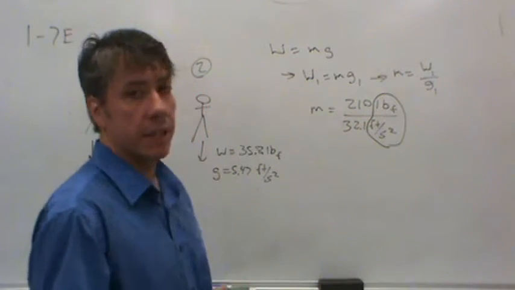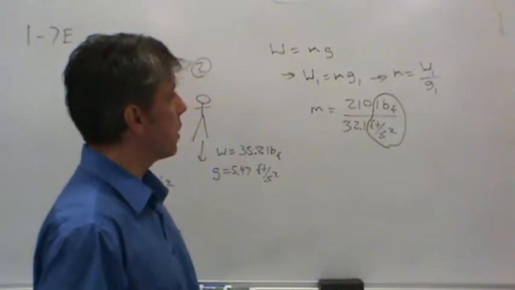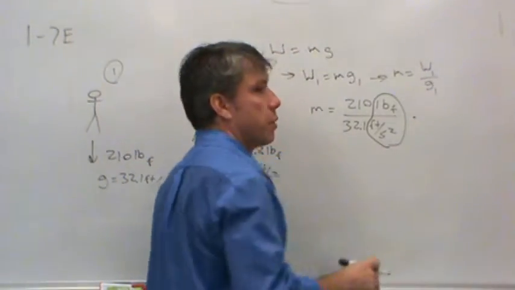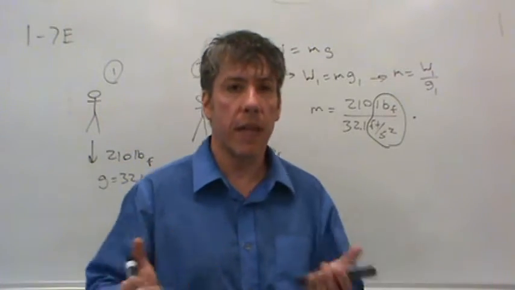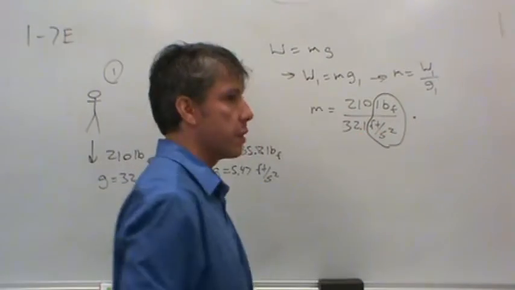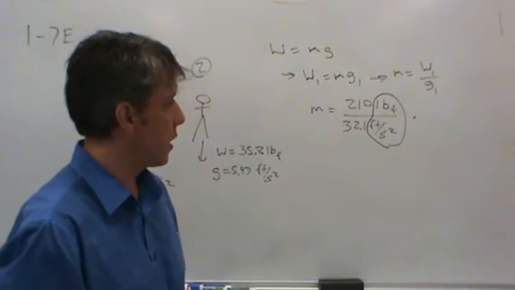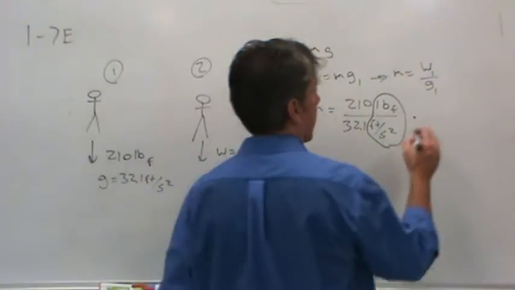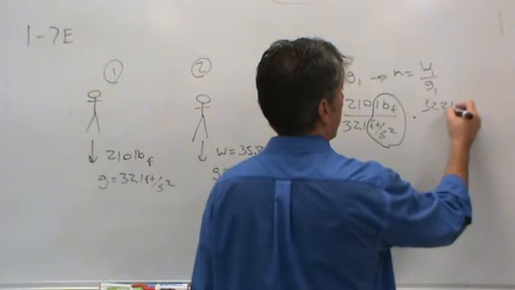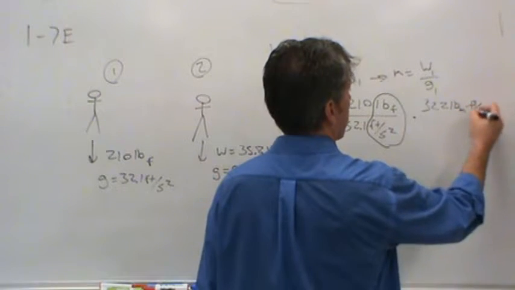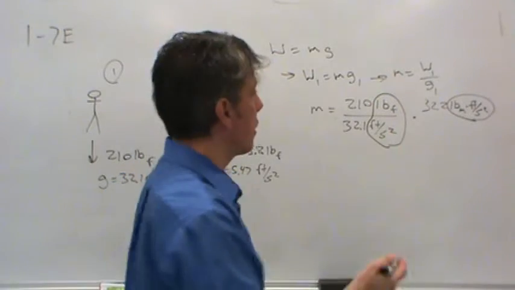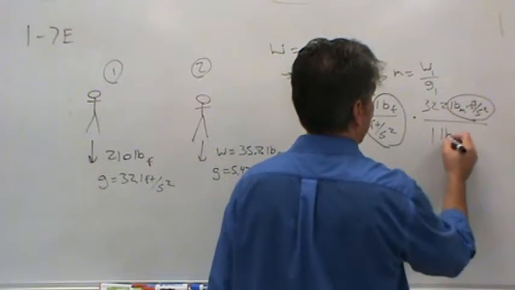Now, what I like to do is convert it to pounds mass, because that's where students get confused. A pound mass and a pound force are two totally different dimensions. They're related, but they're not the same thing. So you can't just say 210 pounds force is 210 pounds mass. It doesn't work that way. So how does it work? Well, 32.2 pound mass feet per second squared, which is all force because it's mass times acceleration, is 1 pound force.